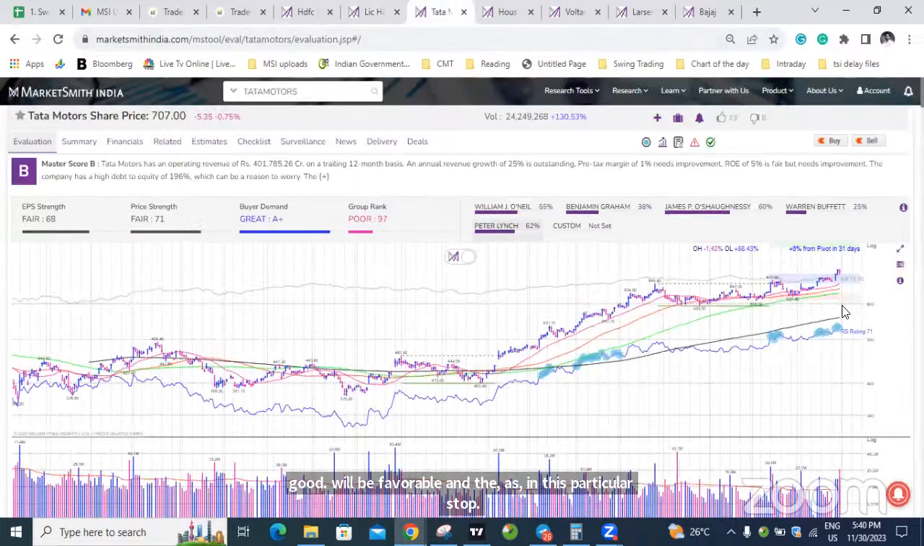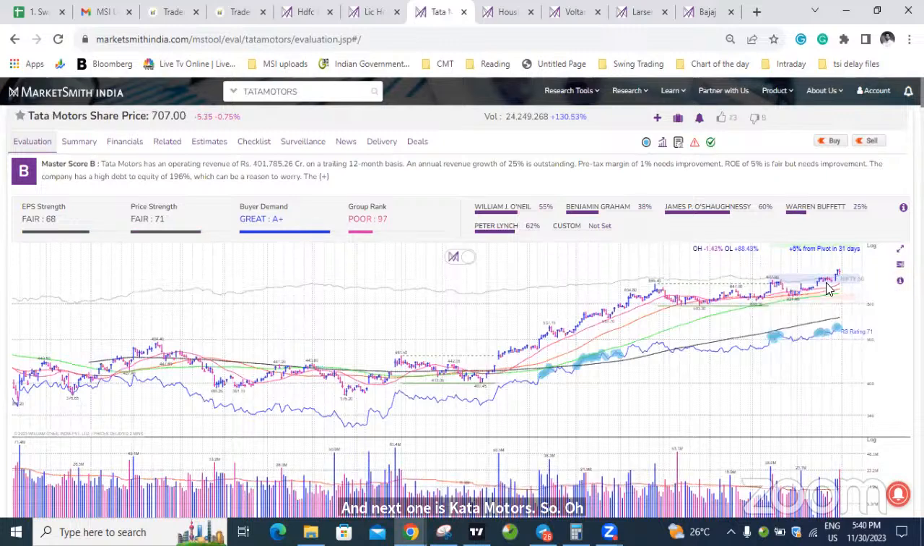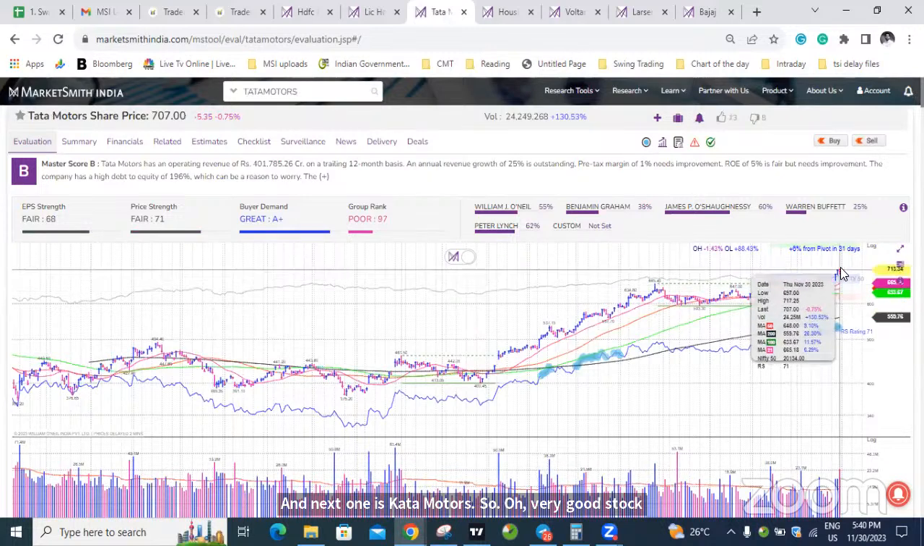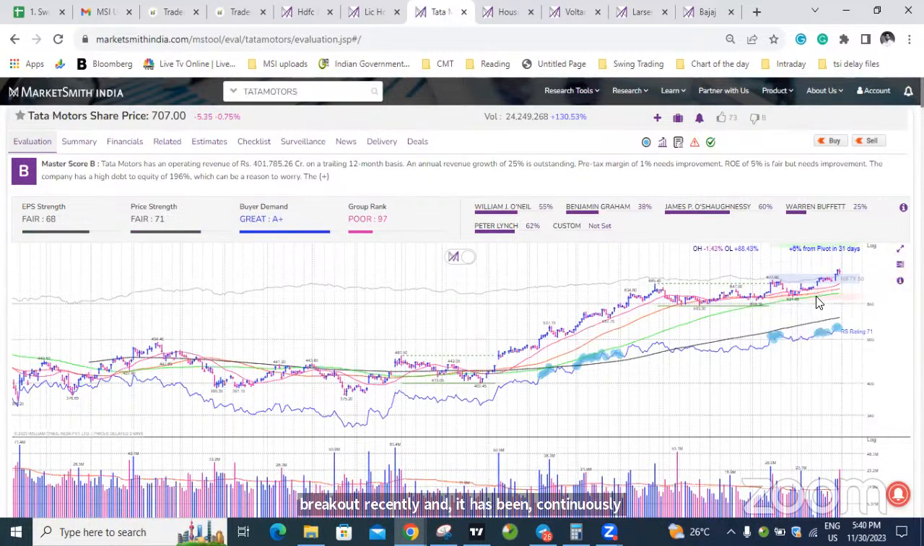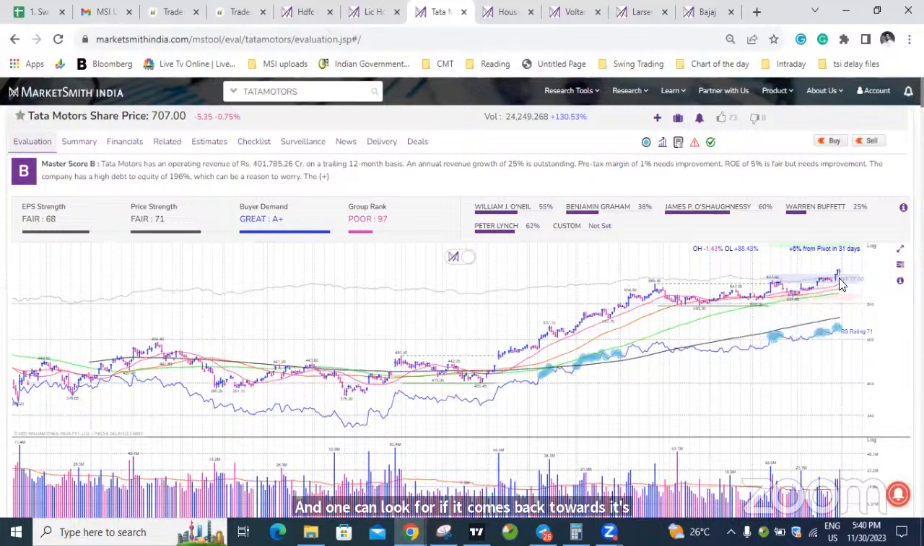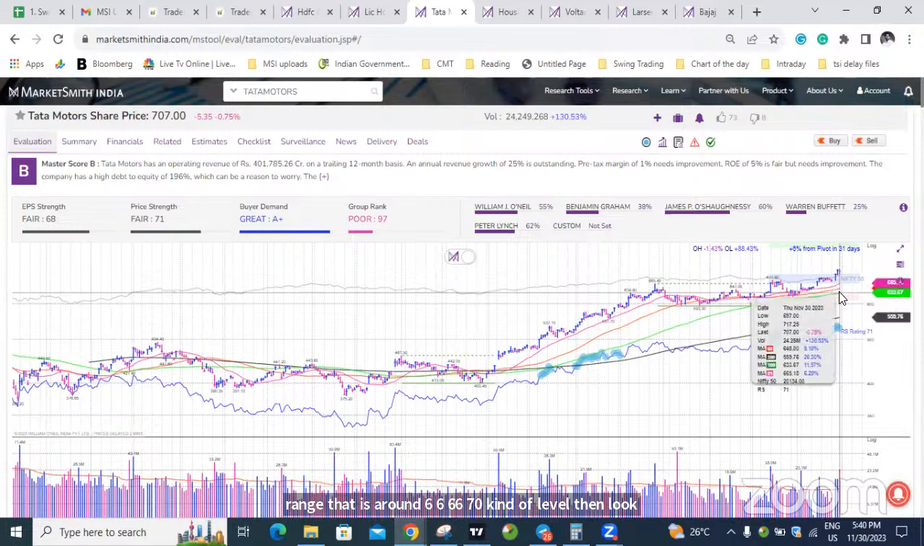And next one is Tata Motors. Very good stock, with a recent breakout, and it has been continuously retesting its 50 DMA and bouncing back. One can look for it if it comes back towards its pivot range, that is around 660, 670 level, then look for the buy opportunity in this particular stock with the stop loss around its 50 DMA.